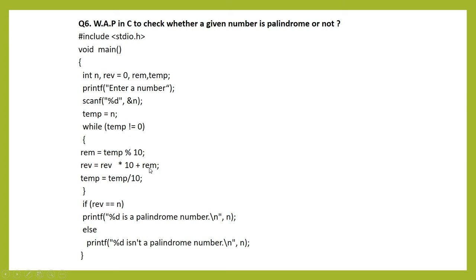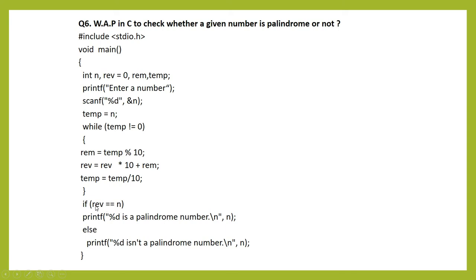Okay, next in temp you have to store the temp value divided by 10. In such a manner this loop keeps continuing and finds the reverse number. Now after completion of this loop, if we are entering 131, in REV also 131 is there. Now we have to check whether REV is equal to n or not.